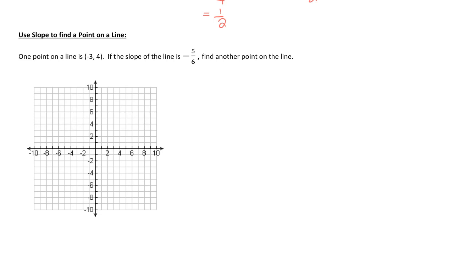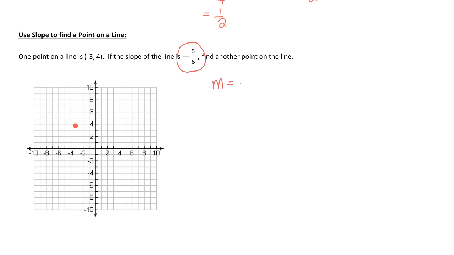We need to find another point on the line. So we can use slope in a couple of different ways, or to answer different questions. Let's start off by adding the point (-3, 4) to our grid. So (-3, 4) is right there. It's a little bit off, but you get the idea. And then we know that our slope is equal to -5 over 6.